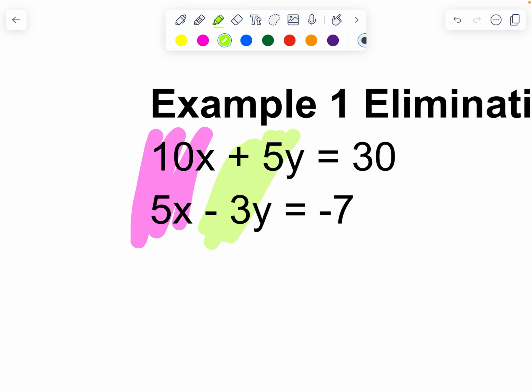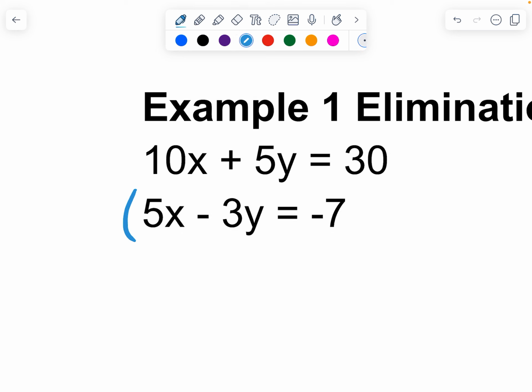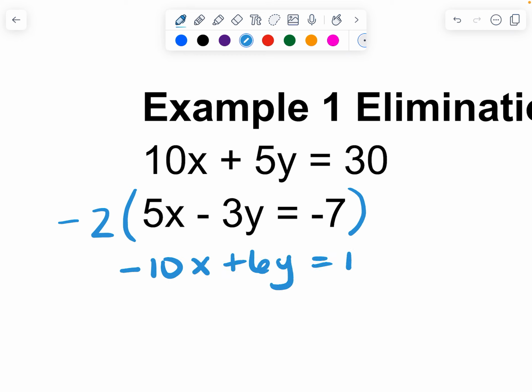Now, me personally, as I look at this, if I look at the 5 and the 10, I know that 5 goes into 10 two times. So if I wanted to make them opposites of each other, I could multiply the second equation by negative 2. Let's look at that. If I multiply this whole thing by negative 2, I would then get negative 10x plus 6y equals 14. All I've done is multiplied the second equation by a negative 2.